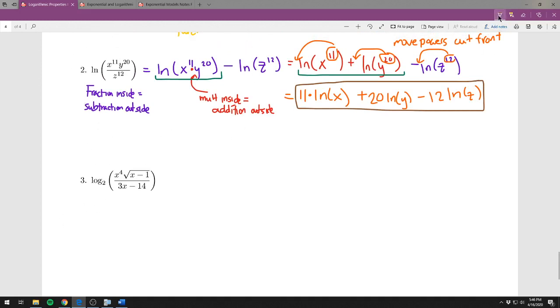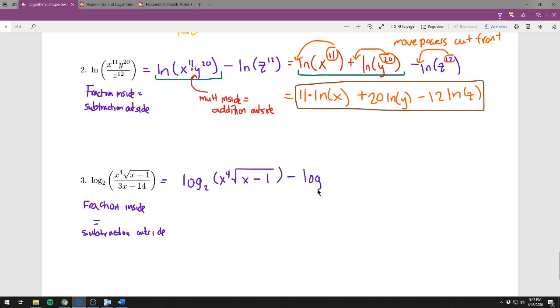We have a fraction inside, we split up the fraction. It becomes subtraction outside. So we get the log base 2 of the top minus log base 2, keeping the same base, of the bottom.